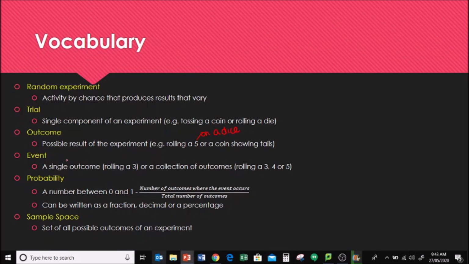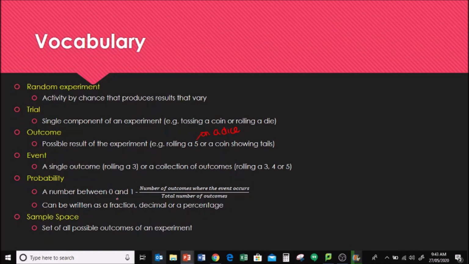An event is a single outcome, like rolling a 3, or a collection of outcomes, like rolling a 3, 4, or 5. It could be either or. You just need to read the question. And I would be writing these down in your book because I think it's really important and you carry it all the way up to senior.